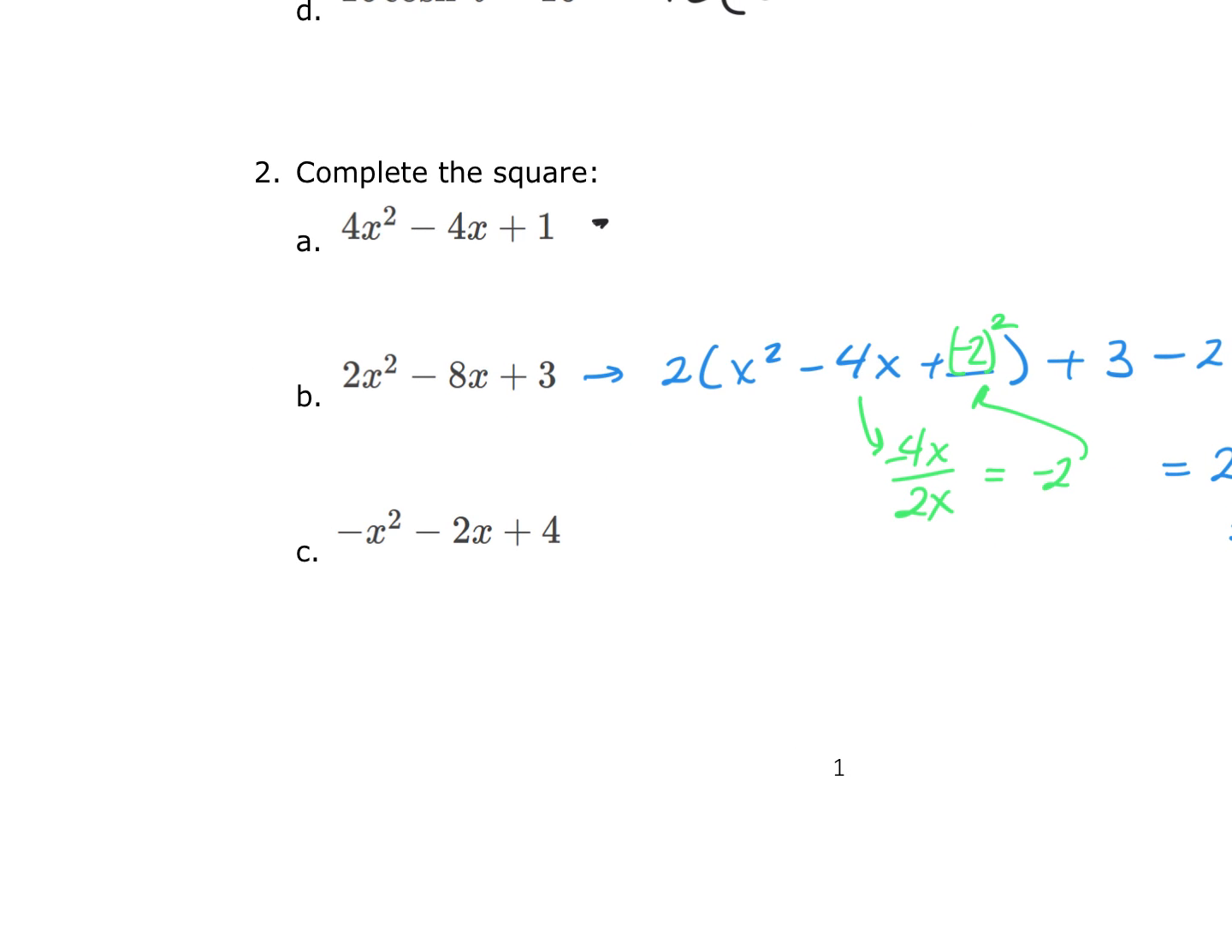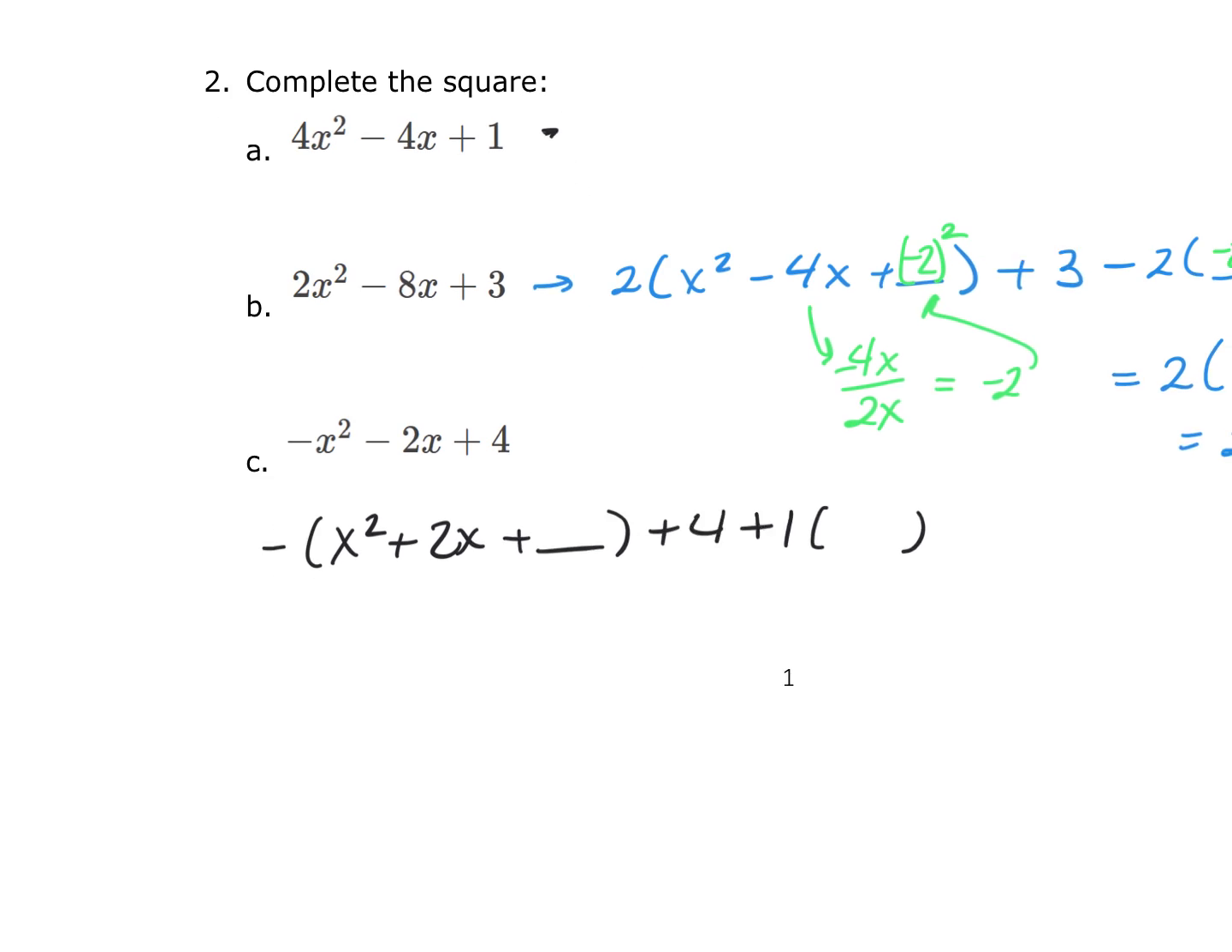Very last one here, I'm going to pull out a negative off the x squared, and that makes it positive 2x. Goes from negative x squared to a positive 2x, plus, don't forget my blank, plus 4 minus 1, because this is a minus 1 right here, so it needs to be a minus 1 here. If I were to distribute the negative 1 through, there would be a negative 1 multiplied by this blank, and so that's why it is a negative 1 here, and that actually needs to be positive because I need to do the opposite to balance.